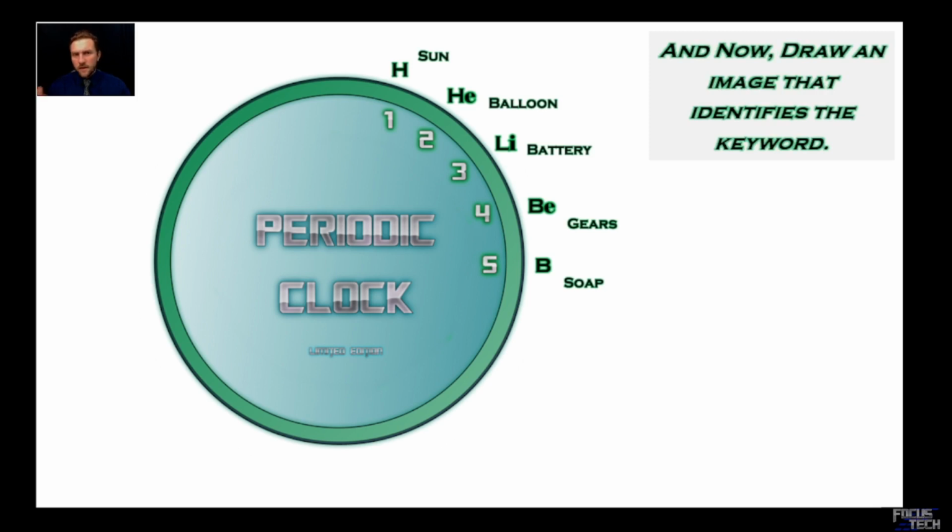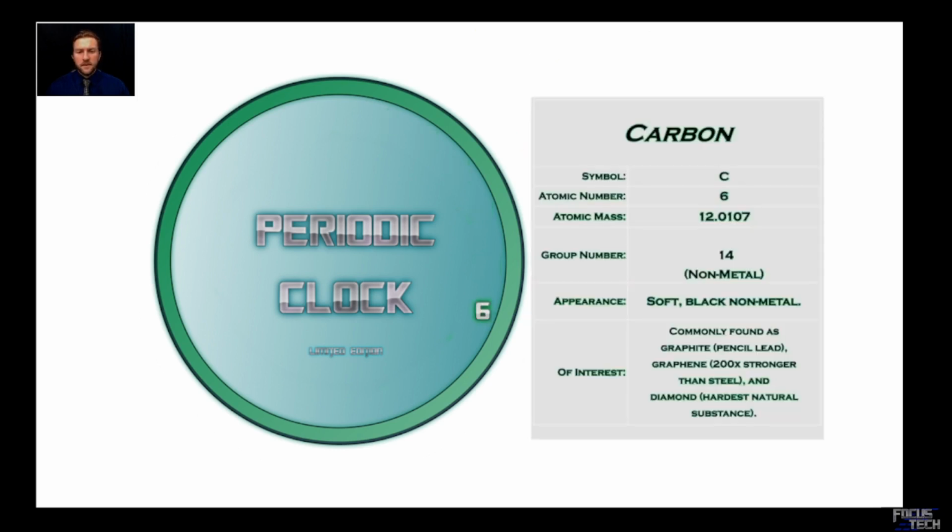So pretty easy, but let's add another layer there. Let's do some images. So I do a little sun for hydrogen, some balloons for helium. You could do a little battery with some charge in it for lithium. You could do some gears for beryllium, and for boron you may want to do a soap dispenser.